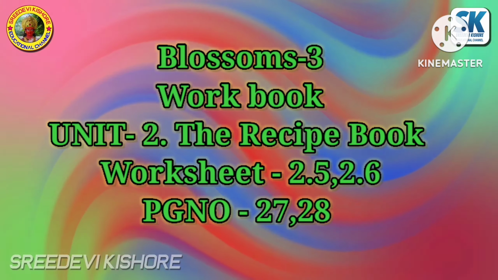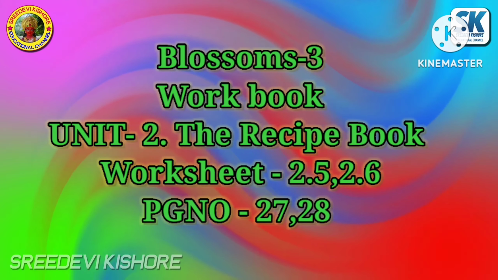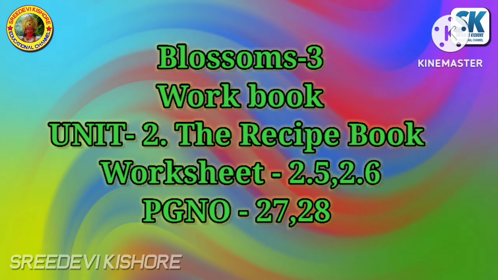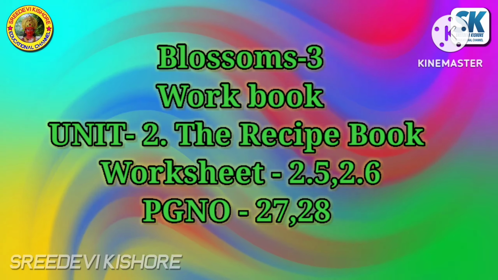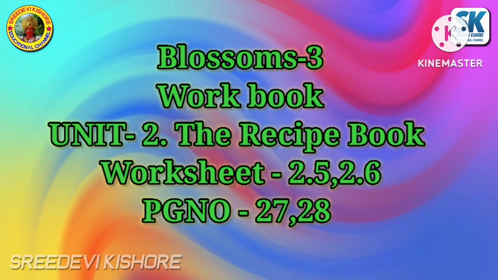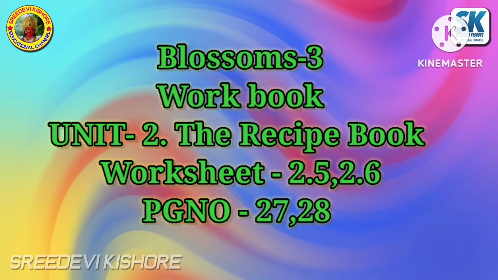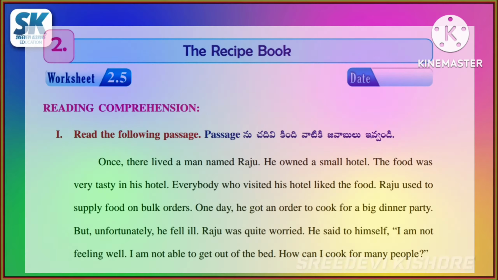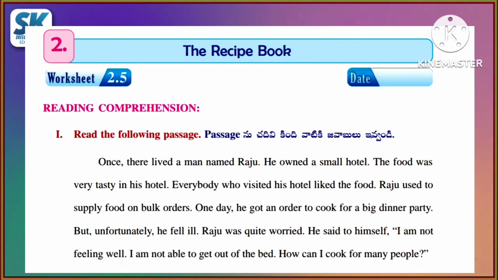Blossoms 3 Workbook, Unit 2, The Recipe Book, Worksheet 2.5, 2.6, page number 27, 28. Reading comprehension. Read the following passage. Once there lived a man named Raju. He owned a small hotel. The food was very tasty in his hotel. Everybody who visited his hotel liked the food. Raju used to supply food on bulk orders.